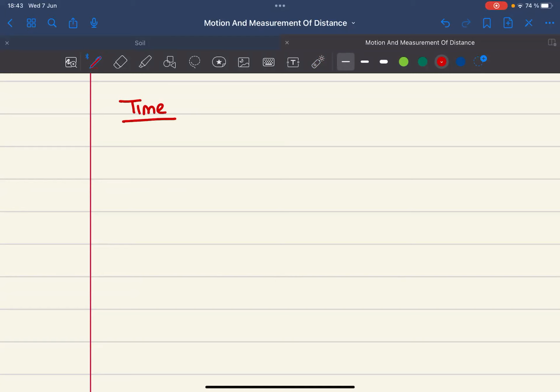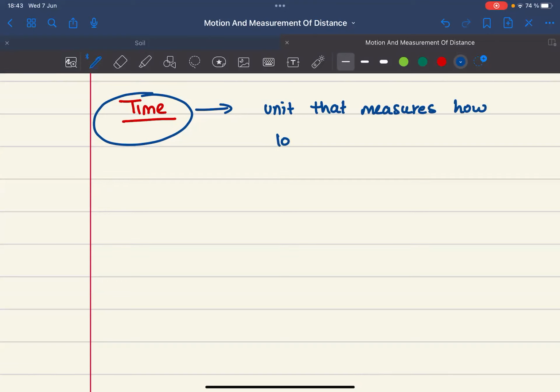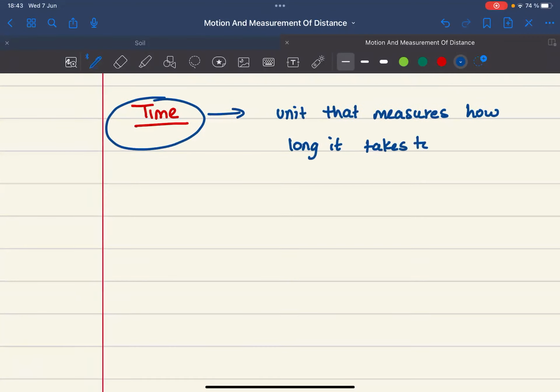So time is the unit that measures how long it takes to do anything. So what is actually time? It is any unit that describes how long you take to do anything: how long you have slept, how long you have done your homework, how long you've been writing the test, how long it took you to reach the school. So it is the unit that measures how long it takes to do anything.